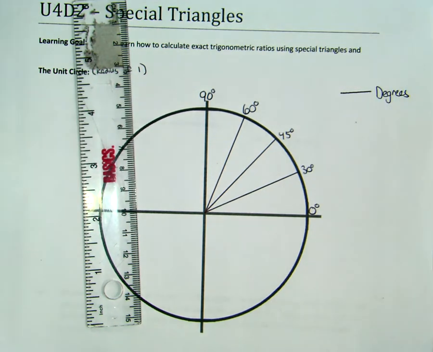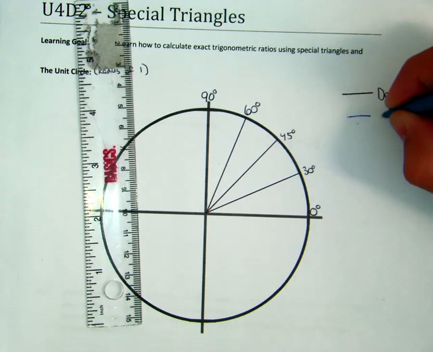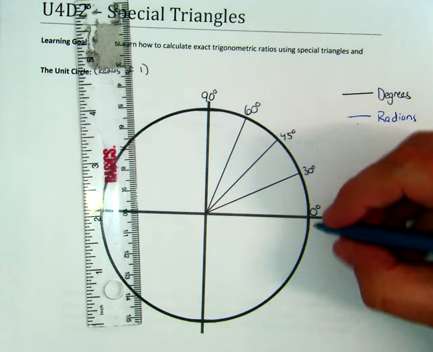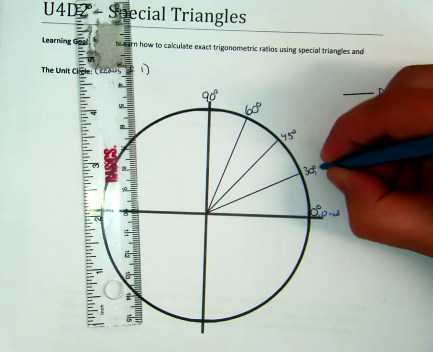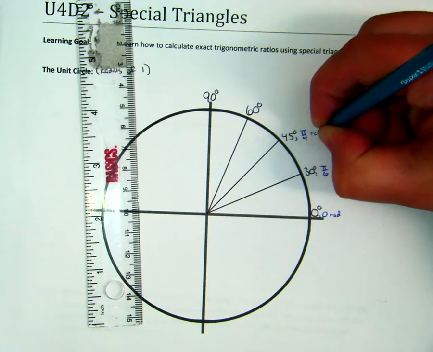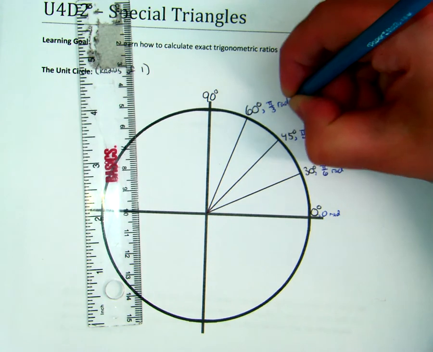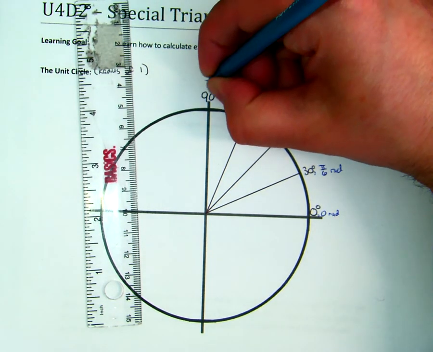And I'm going to do the same thing and go around the unit circle, but I'm going to do it with radians as well, because now we're working with radians. So in blue, I'm going to put radians. So I know that 0 degrees is 0 radians. 30 degrees is pi over 6 radians, which we already came across. 45 is pi over 4 radians. 60 is pi over 3 radians. And 90 is, I'm going to write this one, rated above, pi over 2 radians.